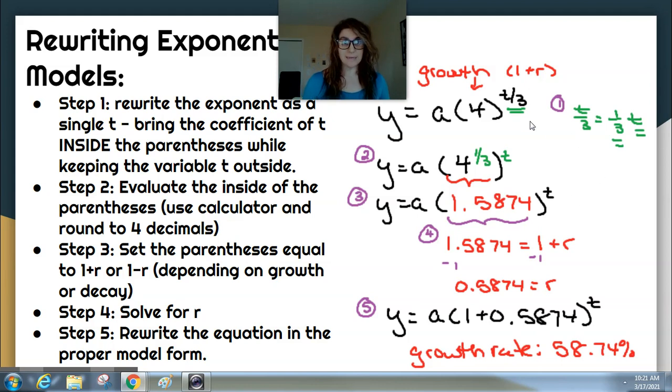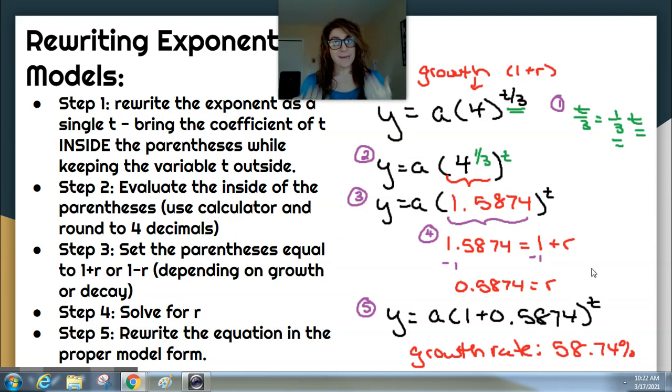So t over 3 is really 1/3 times t. I want to pull it apart so I can put the coefficient, the 1/3, with the growth value, and I can keep the time, my variable exponent, by itself. So you can see how I did the split here. Then take out your calculator. You're going to figure out what the base to that new exponent is. So 4 to the 1/3 came out to 1.5874. We're going to round to 4 decimal places, which keeps us nice and neat and easier to work with.